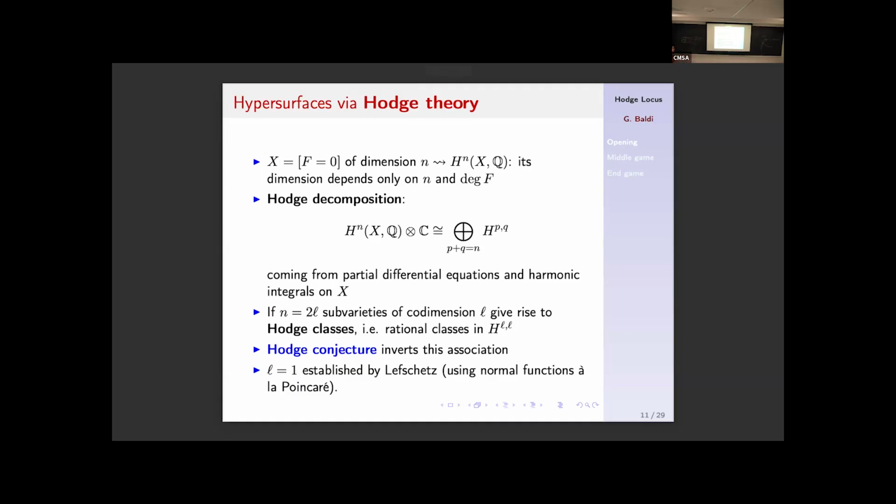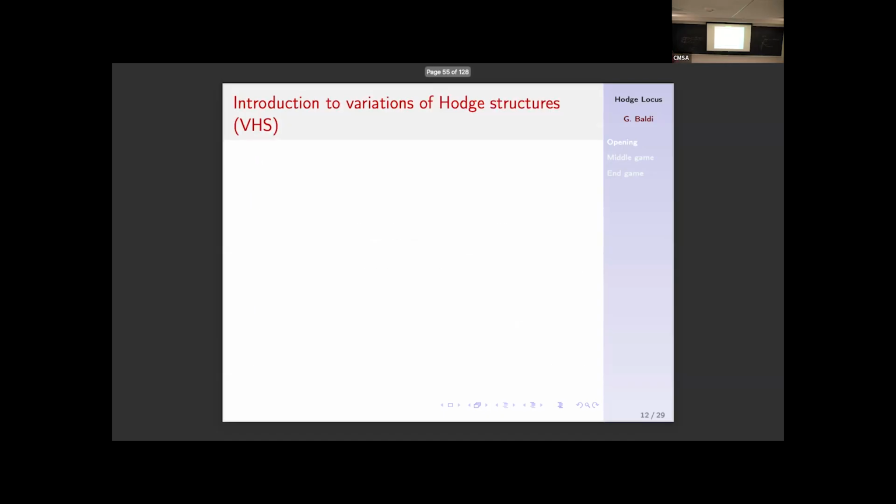The case L equal to 1, so the case of codimension 1, was established by Lefschetz using normal functions à la Poincaré, and that was already bridging from algebraic geometry in this Noether-Lefschetz picture and some sort of Hodge locus picture. So more formally, we need to work with a variation of Hodge structure. As we saw before, the cohomology is varying.